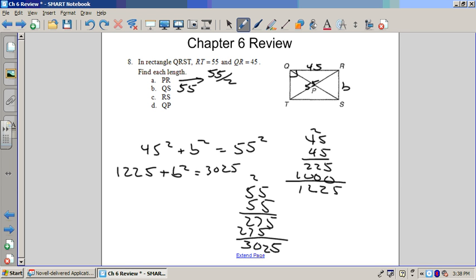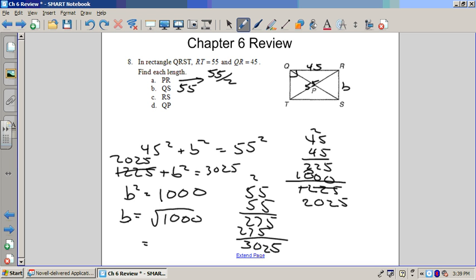By the way, I need to go back and do this one, I'm sure, also. 225. Hopefully y'all have looked at that and said, what on earth has he done? This should be an 8, and so that should be 2025. So 2025 plus b squared is 3025. B squared is equal to 1000. So b is equal to the positive square root of 1000, which if we were to simplify this out, would be 100 times 10, so it would be 10 times the square root of 10.